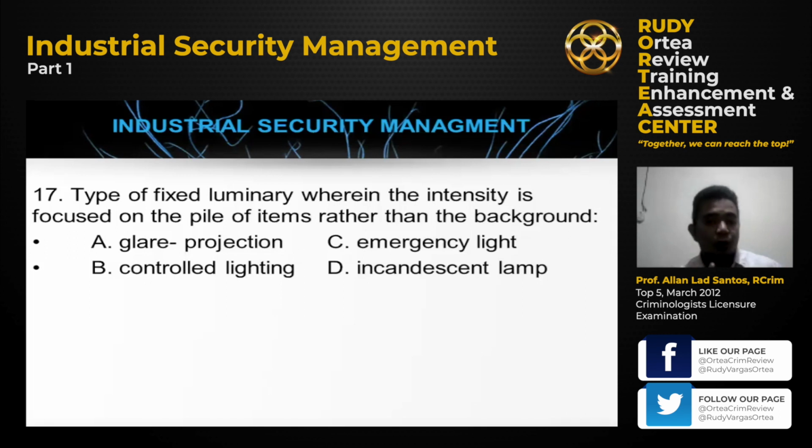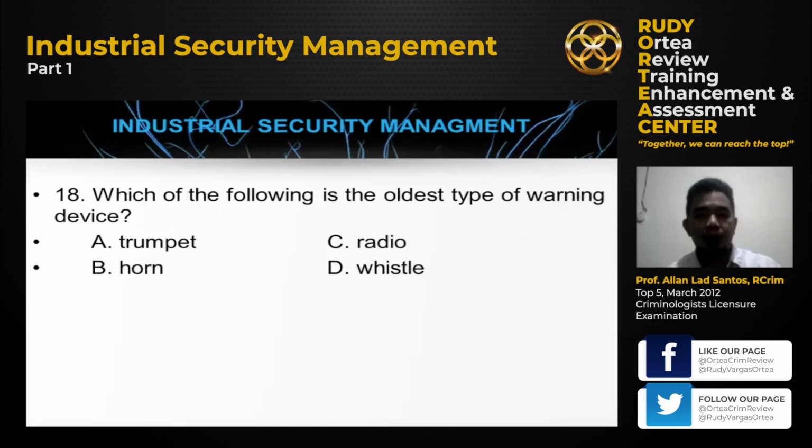The answer here is controlled lighting. Controlled lighting. Okay. And remember, I will repeat, the beam of this light can be adjusted. The intensity of the beam or light strip can be adjusted. That is controlled lighting. Okay. This was asked in the 2019 board exam.